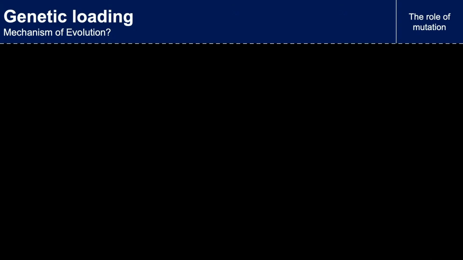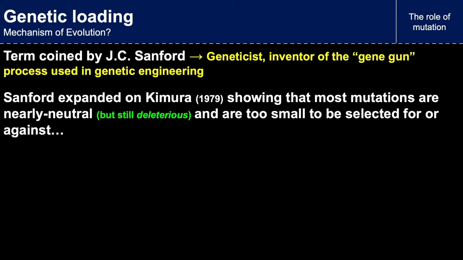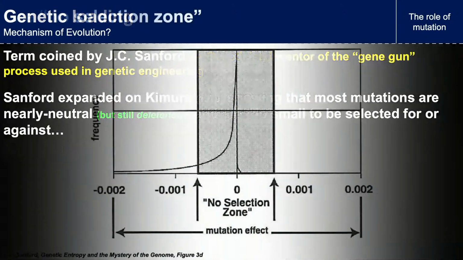You may have heard of the term genetic loading. So this was a term that was coined by J.C. Sanford, and he was the inventor of the gene gun that's used in genetic engineering. And what he did is he expanded on a work by a guy named Kimura from 1979, and that work showed that most mutations are in fact nearly neutral. They're harmful, but they're nearly neutral. There's not much change from the norm there. And because of that, they're too small to be selected for or against by any kind of a mechanism like natural selection, for instance.